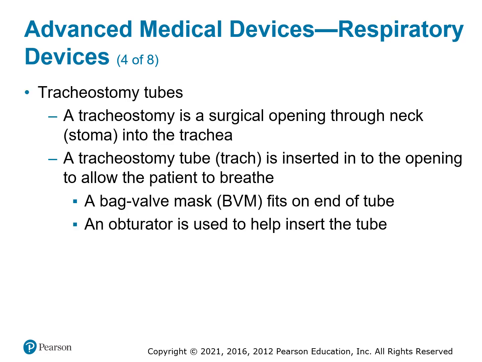Tracheostomy tubes. A tracheostomy is a surgical opening through the neck, called a stoma, into the trachea. A tracheostomy tube, or the trach, is inserted into the opening to allow the patient to breathe. A BVM does fit on the end of the tube, and the device that's used to help insert the tube is called an obturator.